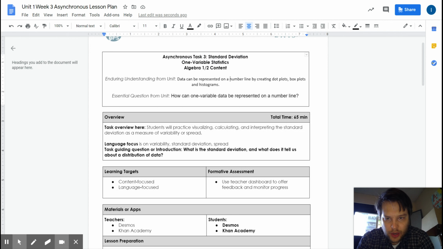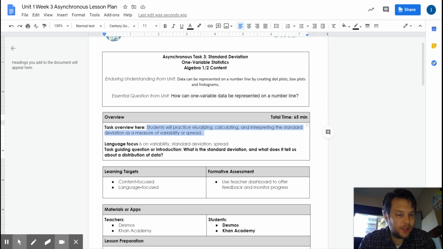So, what are you going to be doing? Students will practice visualizing, calculating, and interpreting the standard deviation as a measure of variability or spread. I'll be honest, it's a bit of a pain to calculate standard deviation by hand. You're going to have to do that.